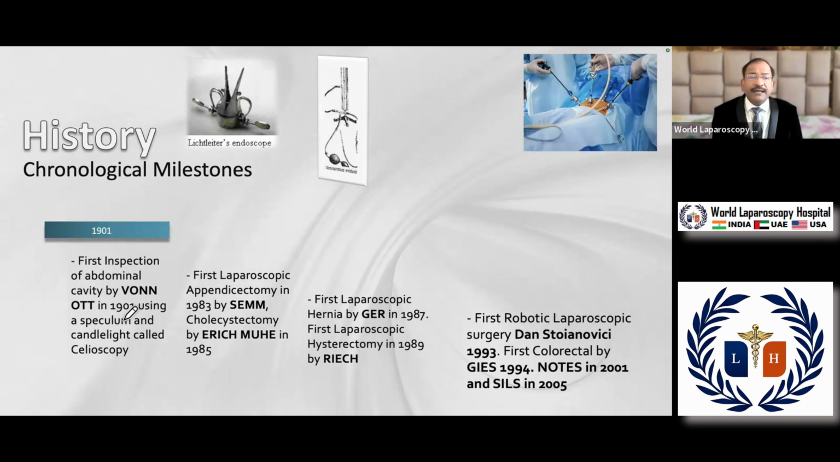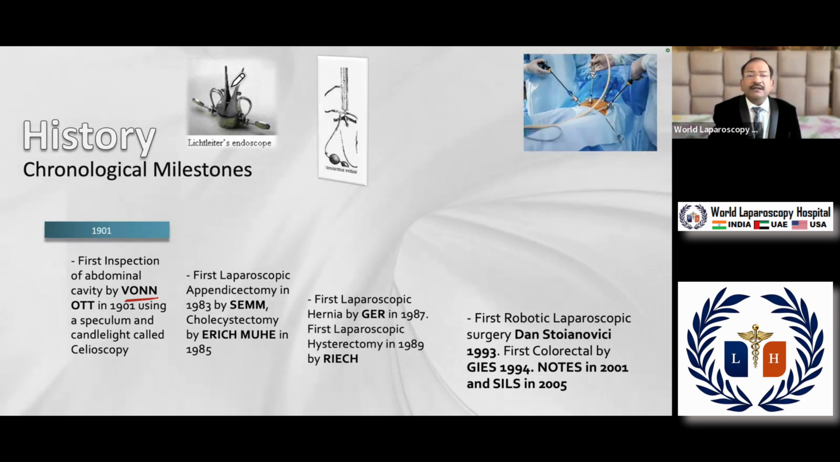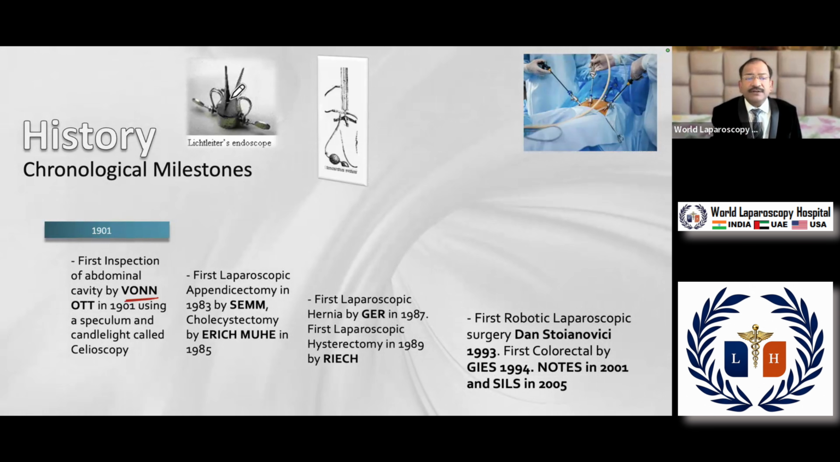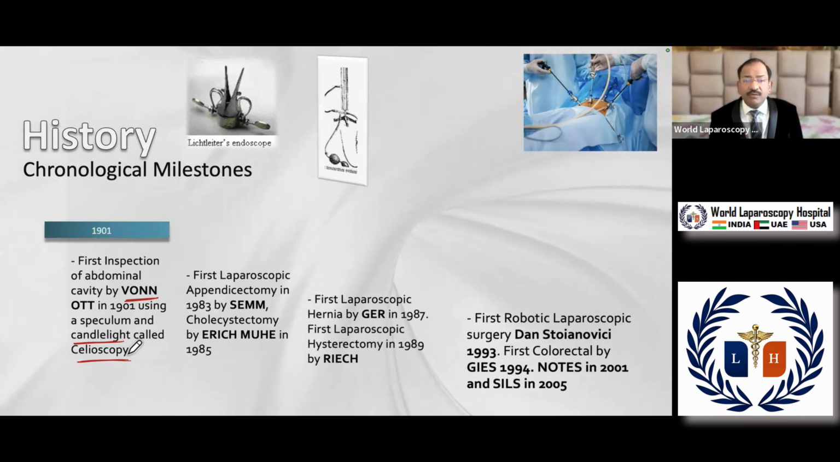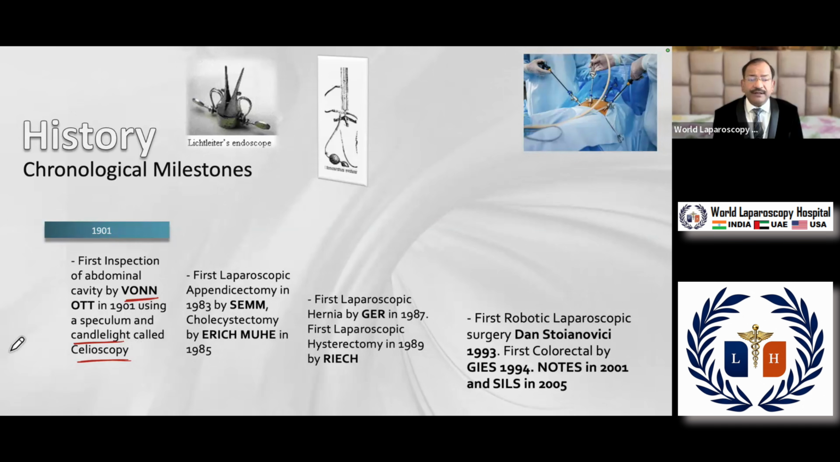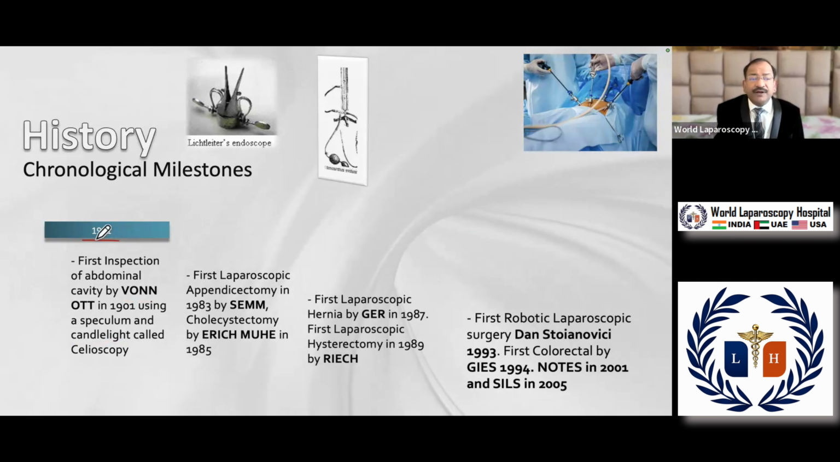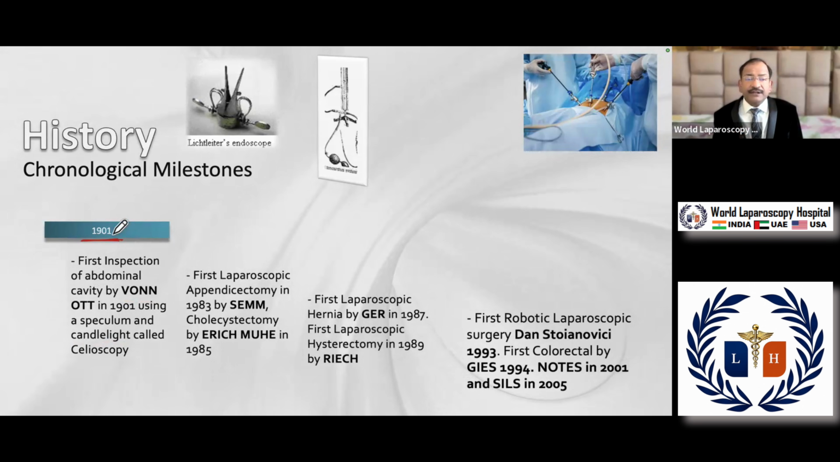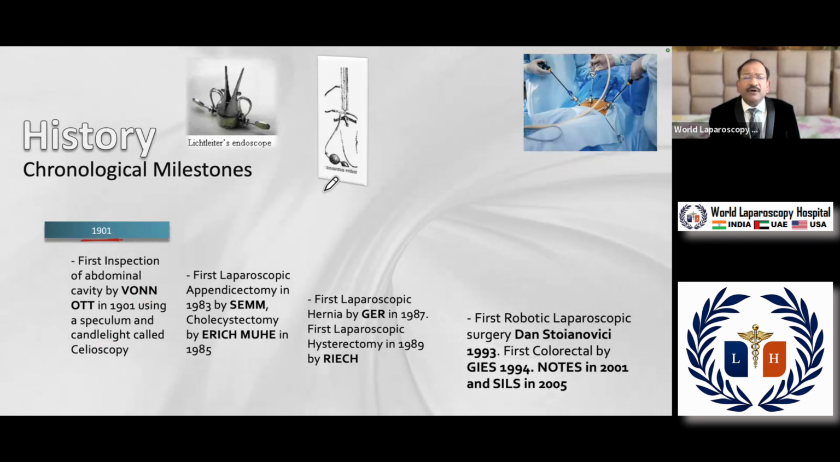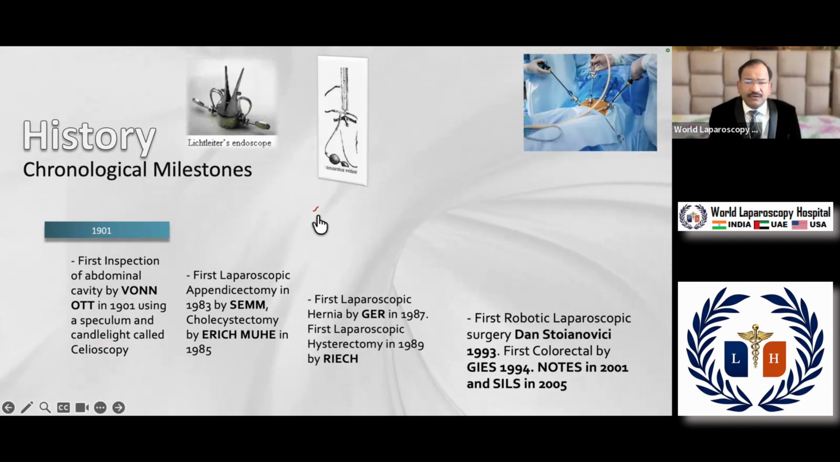What Von Ott did was give an incision in the right iliac fossa, introduce this endoscope, and, using just candle light, try to look into the abdominal cavity. That was called celioscopy, because the peritoneal cavity has one more name, the coelomic cavity. In 1901, this was the first time anyone tried to look into the peritoneal cavity. After that it almost stopped. Nobody was interested in doing this.